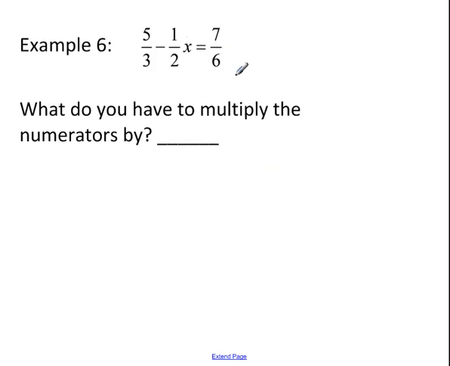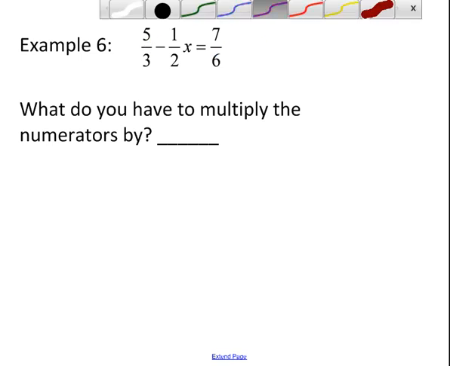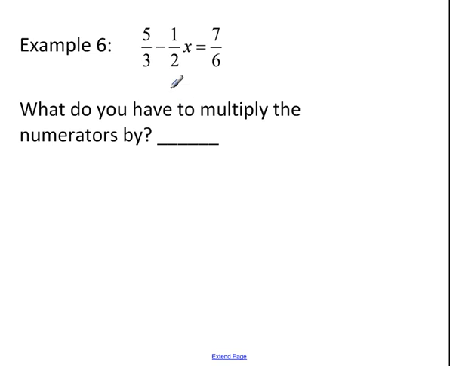This one is as bad as it looks because we've got a fraction in all three parts. But if we just relax, it might be okay. So what do we have to multiply our numerators by? What's the smallest number that 3, 2, and 6 all multiply up to make? Please don't say 12 because they all go into 6. 6 times 1 makes 6. 2 times 3 both make 6. So what we're going to do is multiply by 6 on all of these.